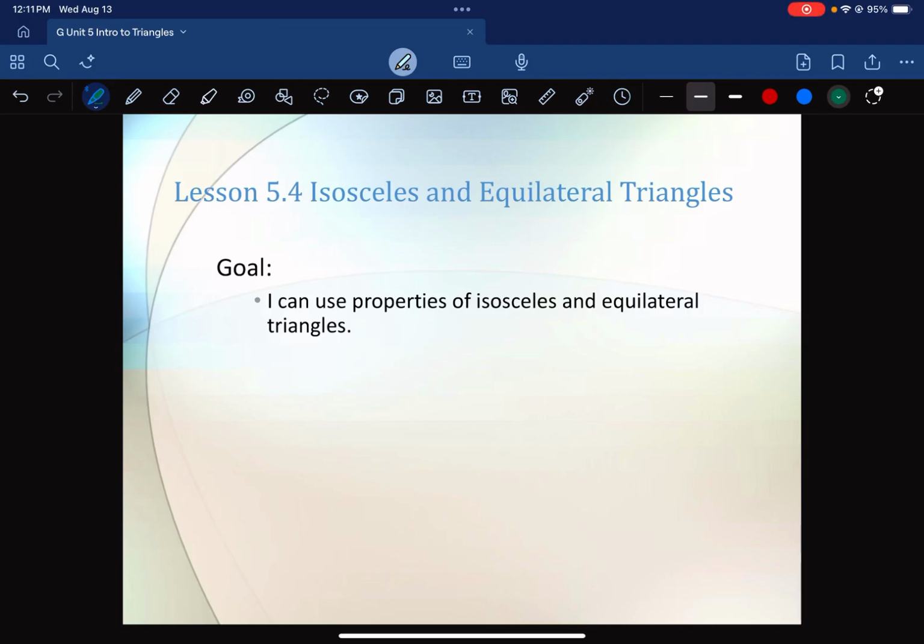This is lesson 5.4, isosceles and equilateral triangles. The goal for this lesson: I can use properties of isosceles and equilateral triangles.